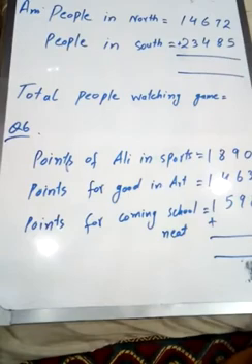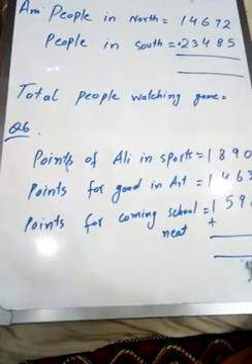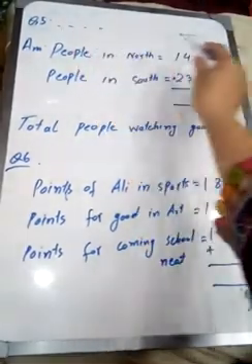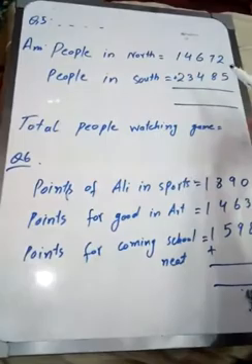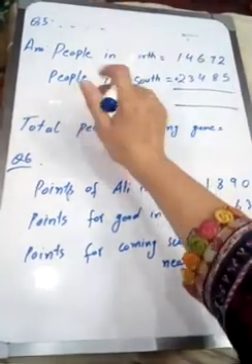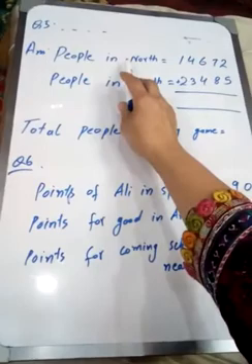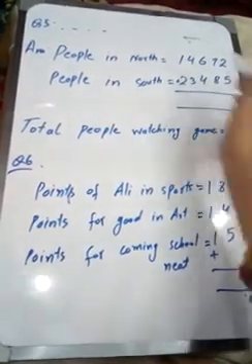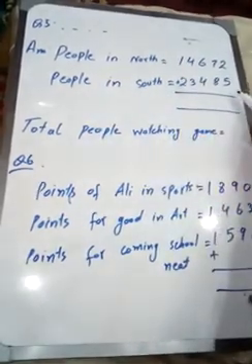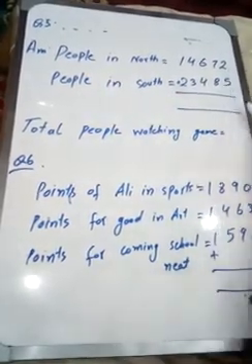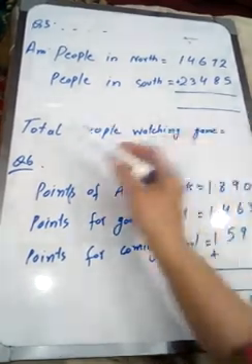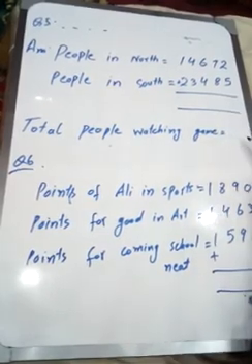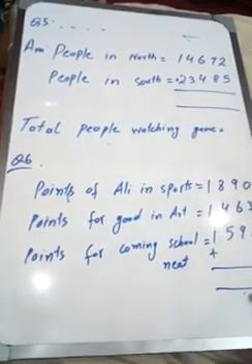Write the question on the top, which is question number 5, like this. Write the whole question on the top with a marker and use a blue ink pen to write the answer. Write the data first on the left side: people in north is equal to 14,672, people in south is this. Add those two numbers and you find the answer. Total people watching the game is equal to, add them and write the answer here. This is how you can solve your data sums on your loose sheets.